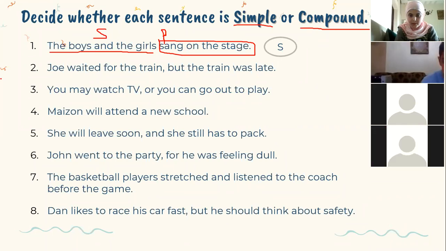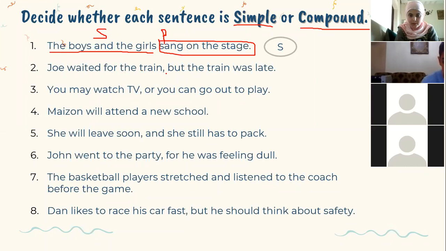Compound. It's a compound sentence. No, simple, because there's just the train. No, it's compound. Let me tell you why. Don't rush, Hassan, and pay attention. Guys, all of you pay attention.